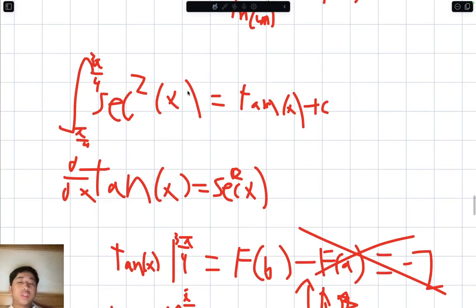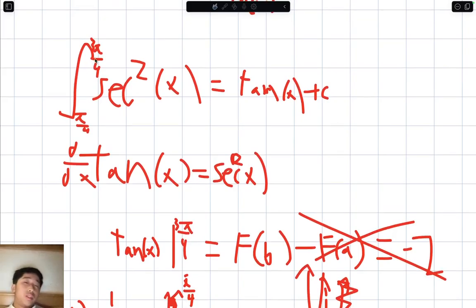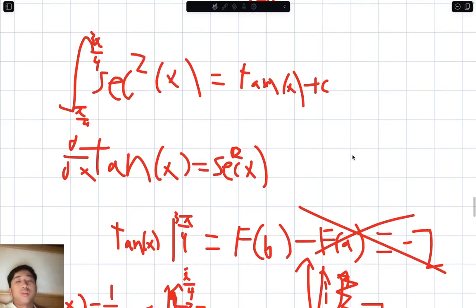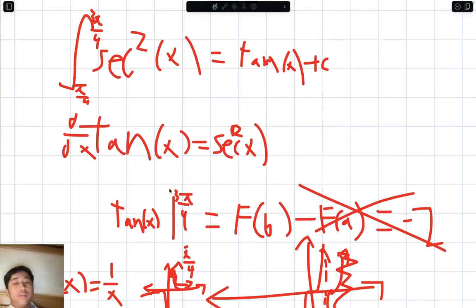So when solving an integral, you must get the antiderivative, and then it's the antiderivative of the upper bound minus the antiderivative of the lower bound. That's how you get the area under the curve, right? You get the antiderivative, and we don't know what c is, so not now.